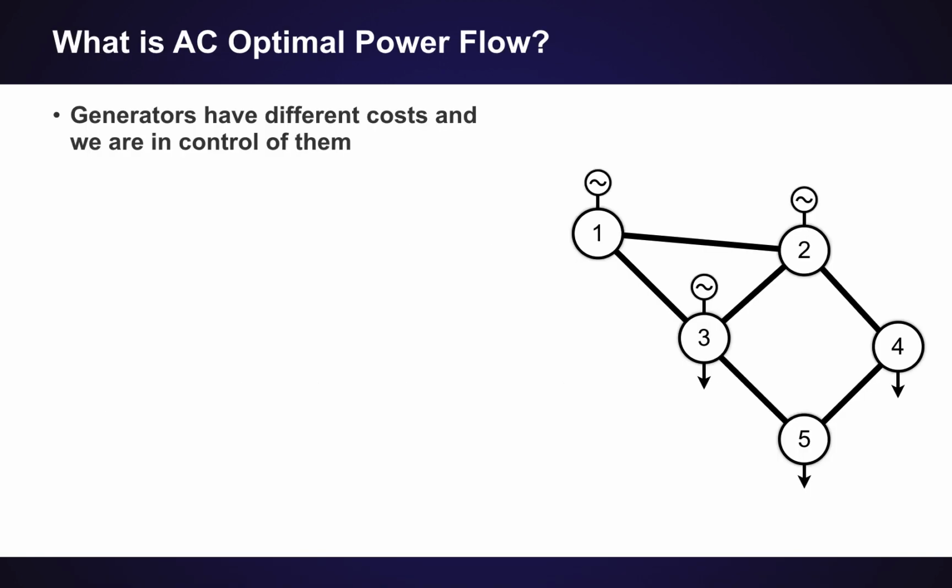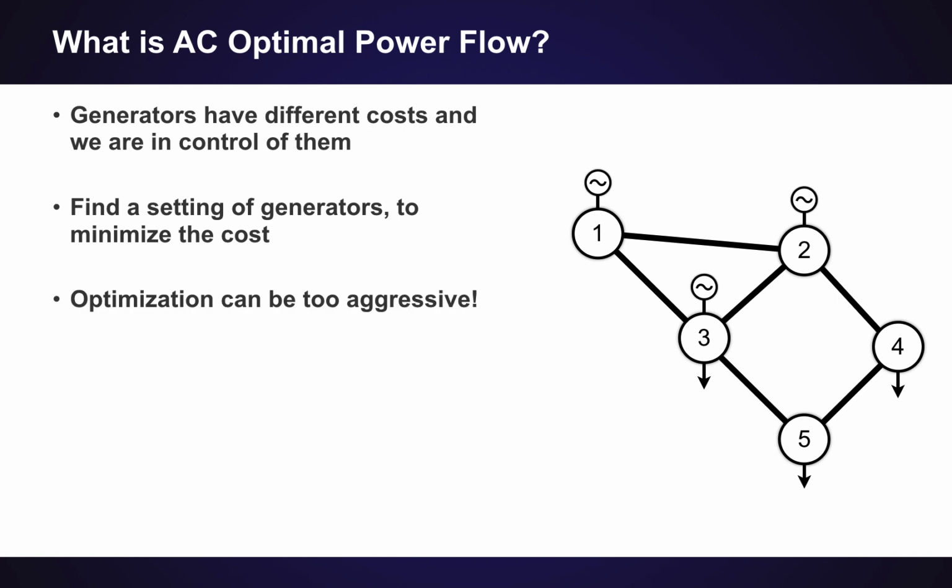So let's get to what is the actual AC optimal power flow. Generators in the power system have different costs, and we are able to control them and choose which generators are actually going to provide the power that is going to support our loads. So the optimal power flow problem is really trying to find a setting for the generators which allows us to produce the power we need at the minimal cost.